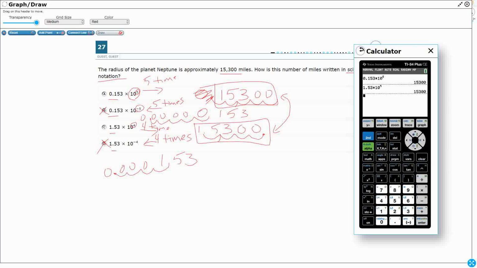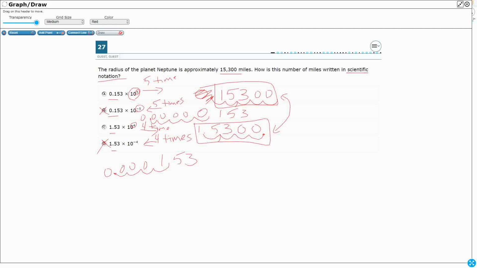So did STAAR mess up? Did they give 2 correct answers? Well, no, they didn't. How are we written in scientific notation? That's the key here. Both of those equal 15,300. Scientific notation is very, very particular.